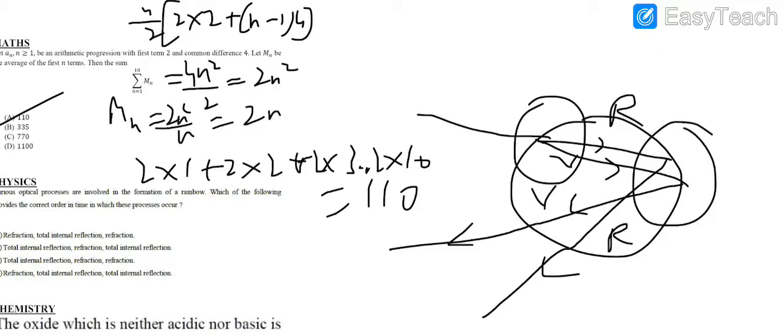Then over here at the back side it will be total internal reflection, and finally when it comes out it will be refraction. So to be honest, the answer should be dispersion, total internal reflection and refraction, but you can also say refraction, total internal reflection and refraction. So the answer is option A.